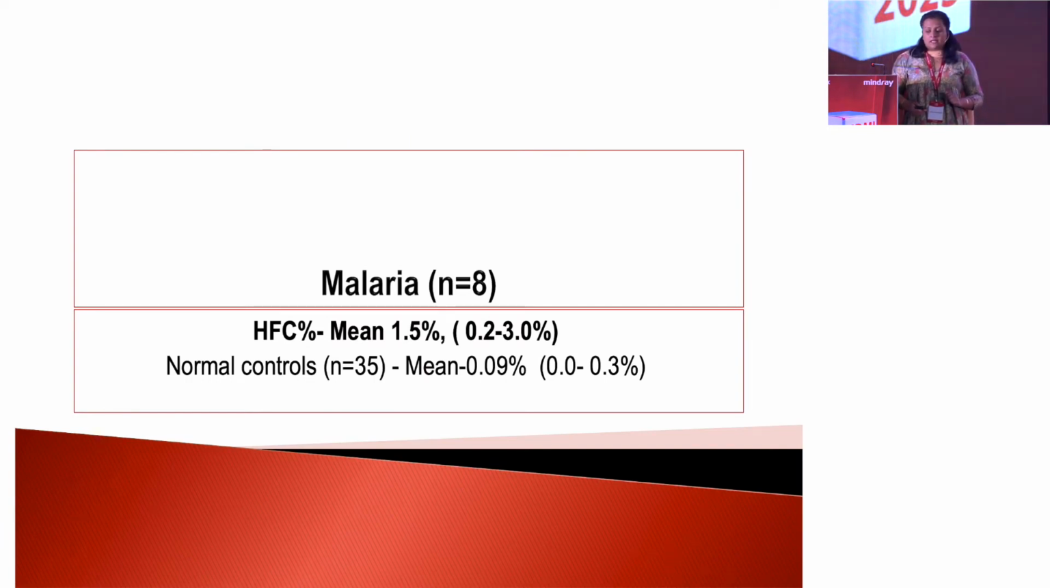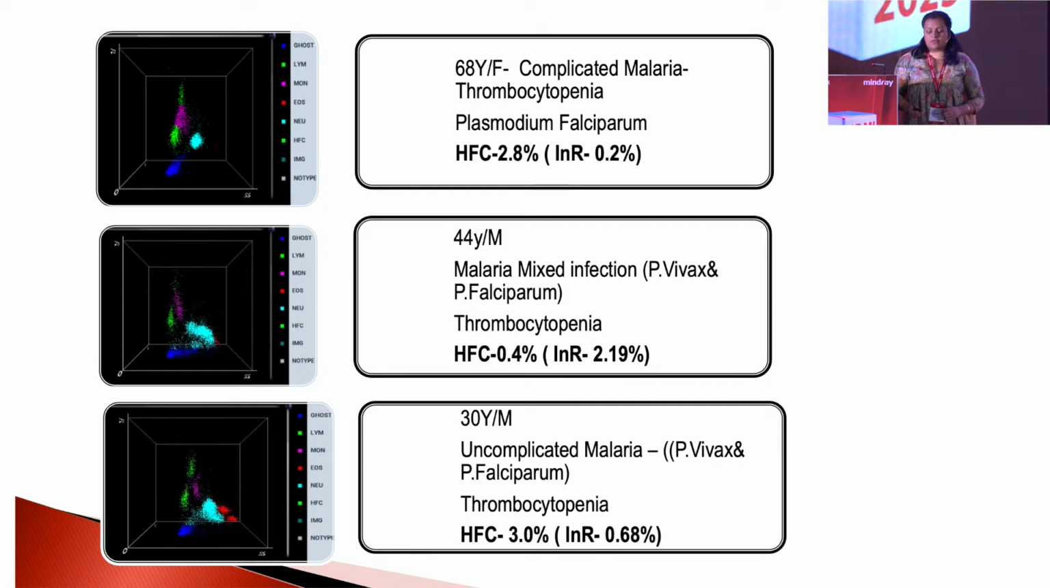Now, in malaria cases, we had a mean HFC of 1.5%, higher than what was seen in normal, but not as high as dengue cases. I've just highlighted a few. Some of the cases were mixed infection, ring forms, and the HFC varied from 0.4 to a high of 3. And I noticed there was an inverse relation between the HFC and the infected red cell parameter that comes on the Mindray, which made us think that maybe when the immune response is more, the parasite load comes down, if that can be understood from this.